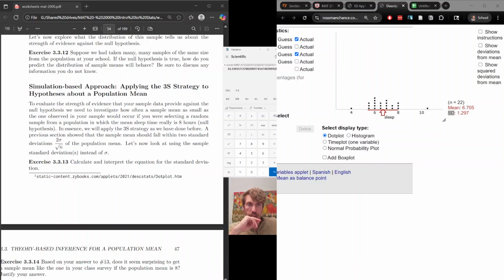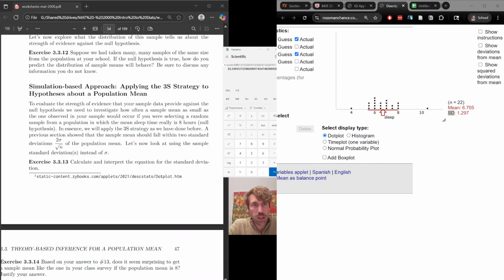Okay, moving on to 13. Let's read this paragraph before 13. To evaluate the strength of evidence that your sample data provide against the null hypothesis, we need to investigate how often a sample mean as small as the one observed in your sample would occur. If you were selecting a random sample from a population in which the mean sleep time really is 8 hours, in essence, we will apply the 3S strategy as we've done before. A previous section showed that the sample mean should fall within 2 standard deviations of the population mean.